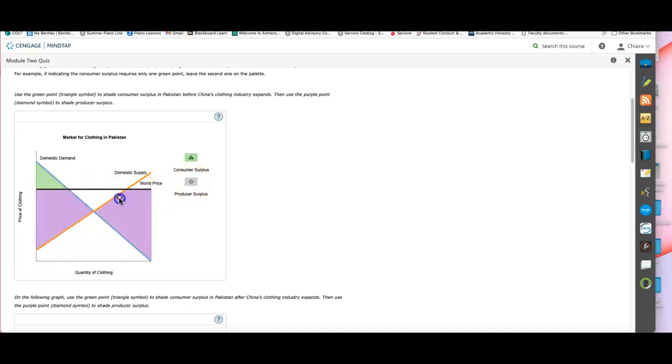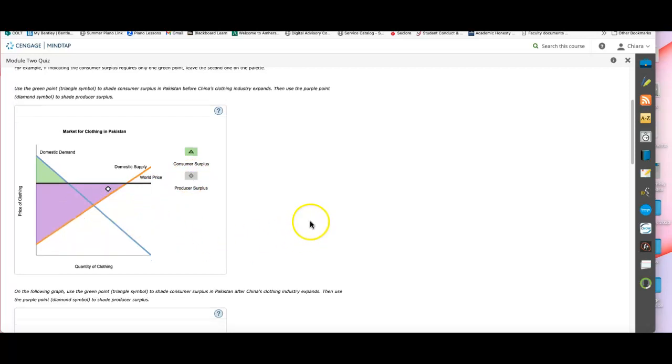So we're going to shade both areas. See, I had to drag it twice because it only shades one at a time. Let me repeat that. If I drag it, it's going to shade this area, but I want to shade this other one also. So this is going to be the answer for this part.